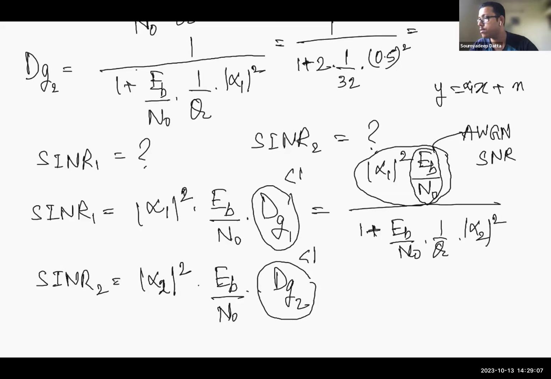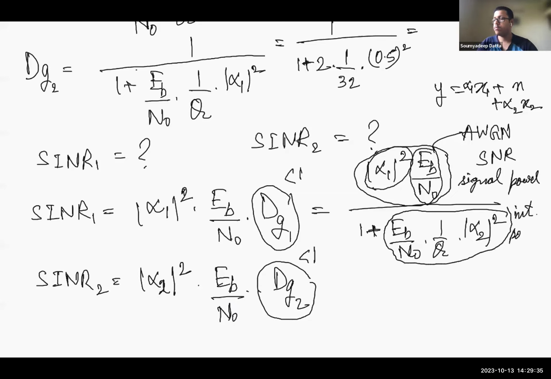And now you also have interference. So you have alpha 1 x1, alpha 2 x2 also. So then this interference term comes here. So this is signal power. This term is interference power. And this term is noise, normalized noise. I've just divided by noise variance throughout. So this is SINR. This is just a different mathematical way of writing that.